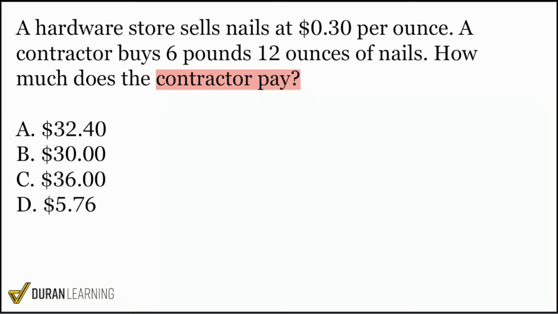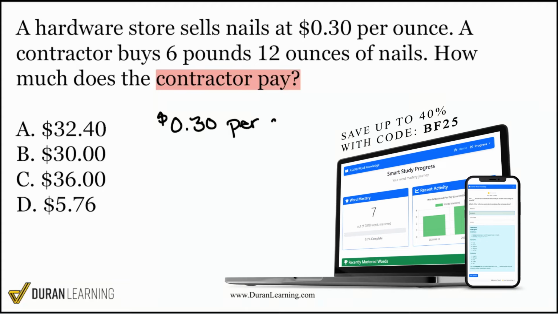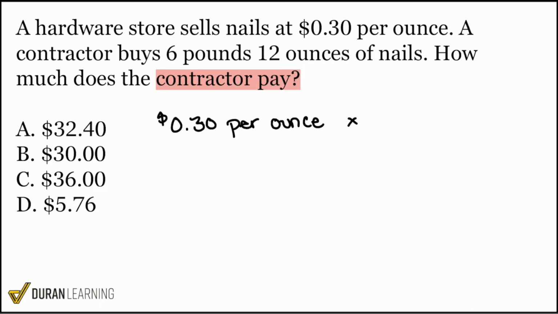So when I read here, it says a hardware store sells nails at 30 cents per ounce. A contractor buys this much weight or this many nails by weight. So everyone, help me out. If the nails are selling for 30 cents an ounce, so per ounce, what idea do we need to multiply this by to get the total cost? Who knows? What is the idea that we need to multiply by to get the total cost?